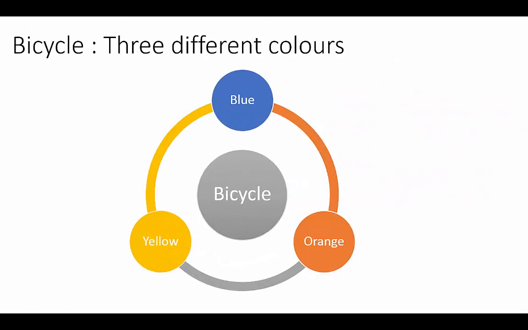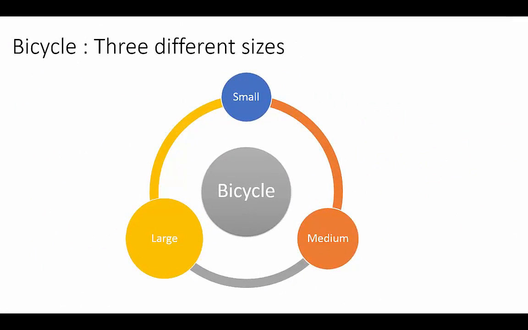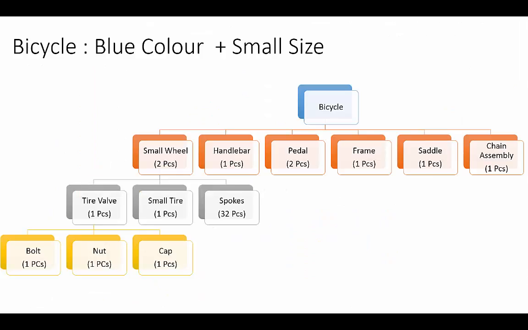Bicycle is available and offered in 3 different colors: blue, orange and yellow, and 3 different sizes: small, medium and large. In order to assemble the blue color and small size bicycle, we need blue color frame and small size wheel. Again, to assemble the small size wheel, we need small size tire, while all other components do not depend on size and color of the bicycle.